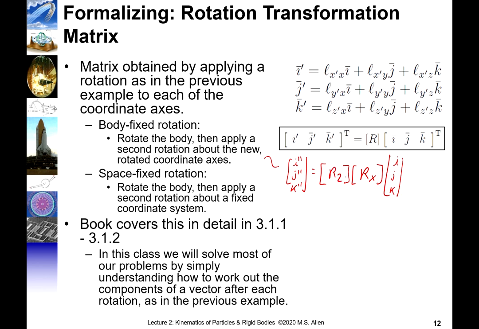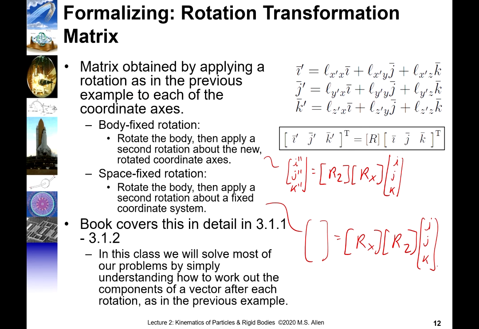So if we put those two matrices in like this, for body fixed rotations, we put them in reverse order. So in that case, we applied them like that. If we wanted to do body fixed rotations, we would say that our answer, we do them in the opposite order, Rx, Rz, times the vectors in the original coordinate system.